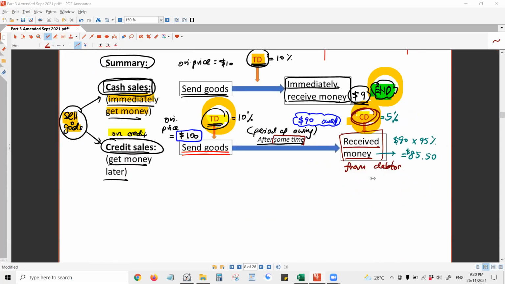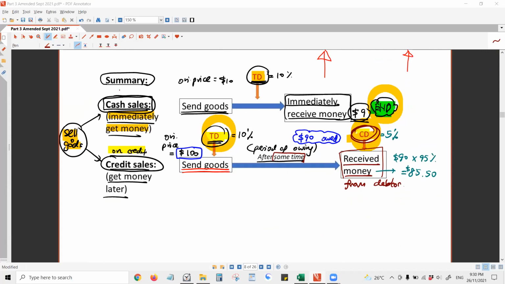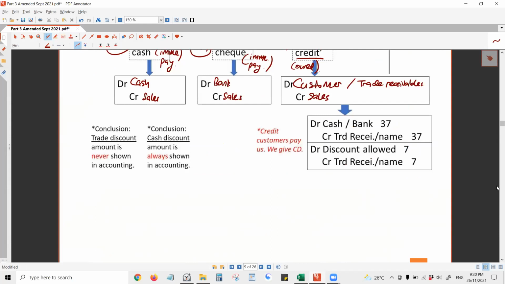There are two types of sales. You may sell goods and collect payment on the spot, or you may sell goods on credit. If you receive payment on the spot, there could only be trade discount appearing. If you sell goods on credit, it's possible to have two types of discounts appearing. Through this flow chart, I think you would remember very well. So the answer is no.